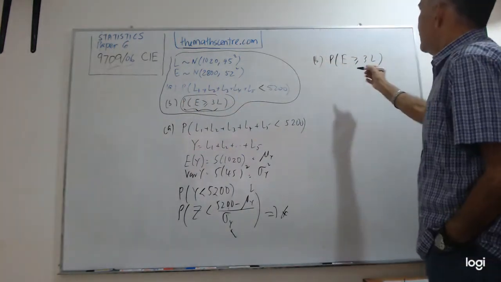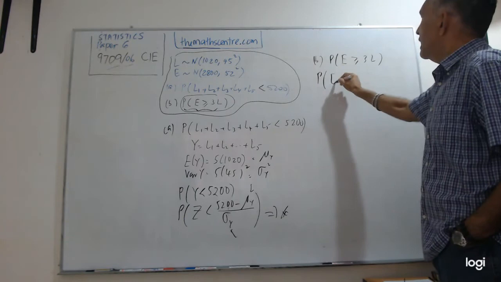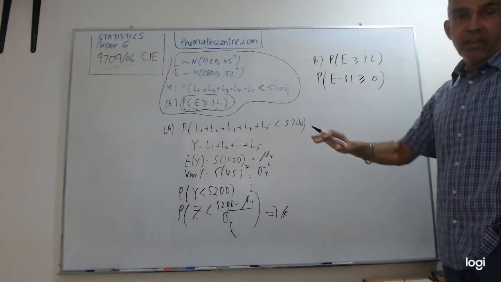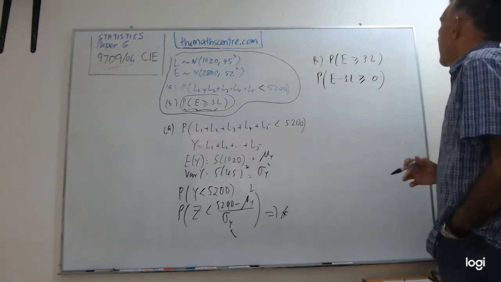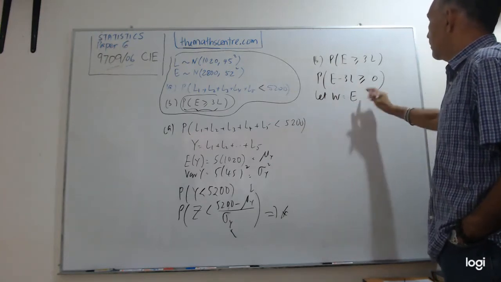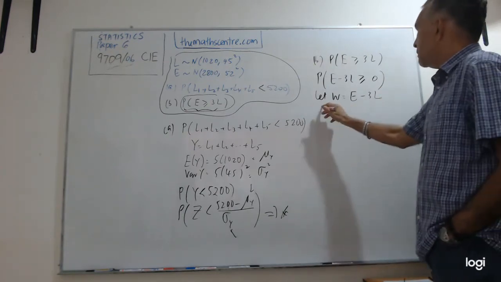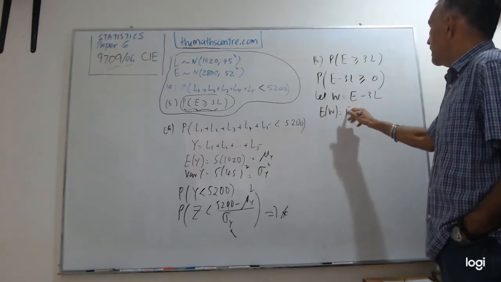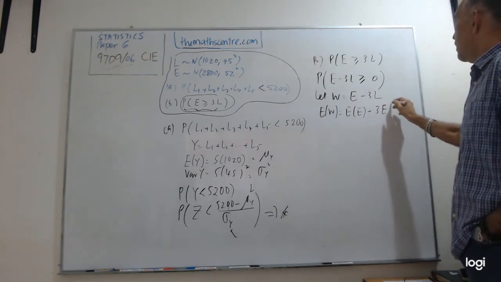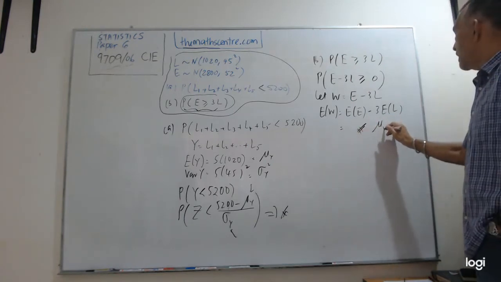Now, ideas generally how to work this problem. We always start with the probability of E less than 3L bigger than or equal to 0. Move the variable from the right to the left. And now let W be equal to E minus 3L. Now, do the same thing again. The expected value of W will be the expected value of E minus 3 times the expected value of L. You'll get a certain number here. So this will be mu W.